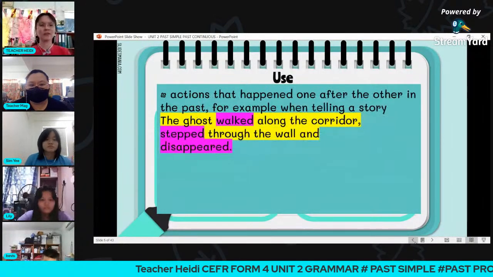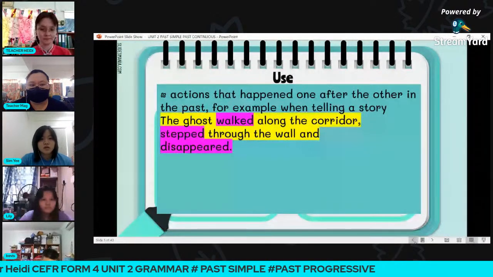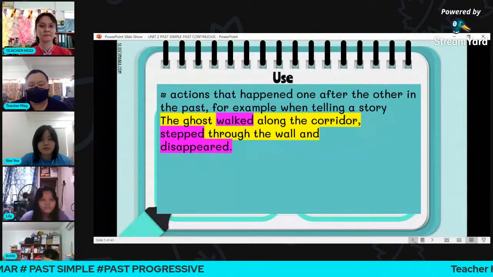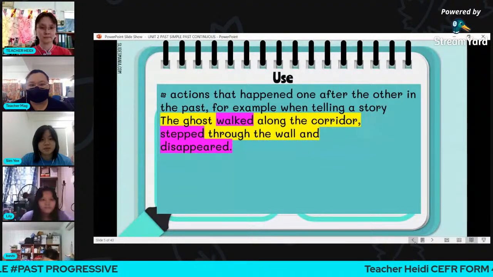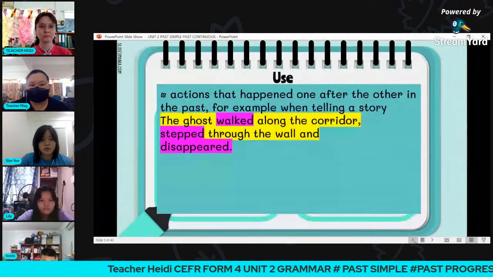Continue on this one, Simi. Actions that happen one after the other in the past, for example, when telling a story. The ghost walked along the corridor, stepped through the wall, and disappeared.